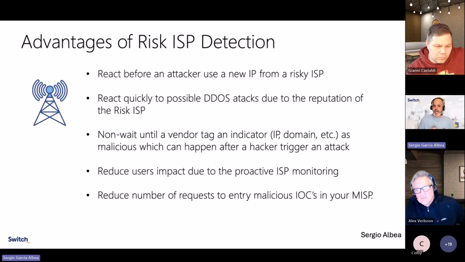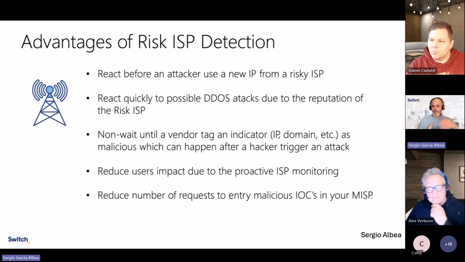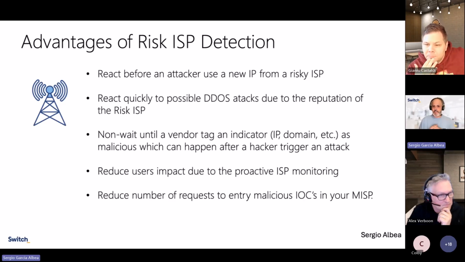Why would I want to have someone signing in from an ISP that is tagged as suspicious by URLhaus, for example? React quickly to possible DDoS attacks. Imagine that you have an ISP that never had access to your environment, and you detect a new one, and you start to see different connection attempts. That's also one of the advantages of this ISP detection. Do not wait until someone informs you about some malicious activities. The same goes for reducing user impact through proactive ISP monitoring.